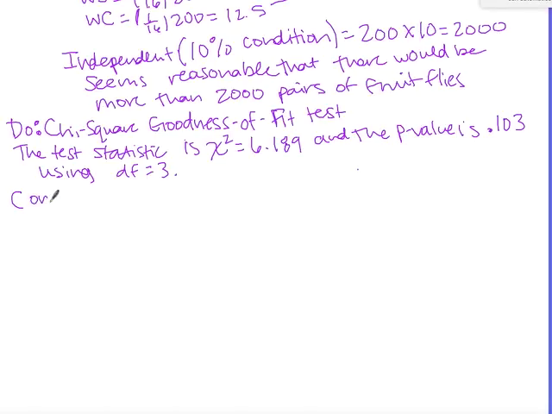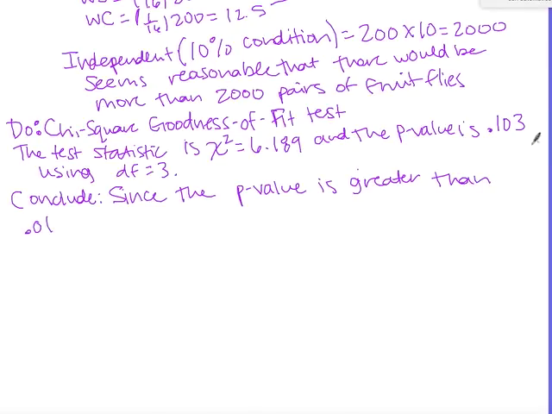The next step is our conclude. So to conclude, we would say since the p-value is greater than 0.01, we're saying 0.01 because remember from the beginning of that problem, it said that we wanted to use a significance level of 0.01. So our p-value 0.103 is definitely bigger than our significance level of 0.01.